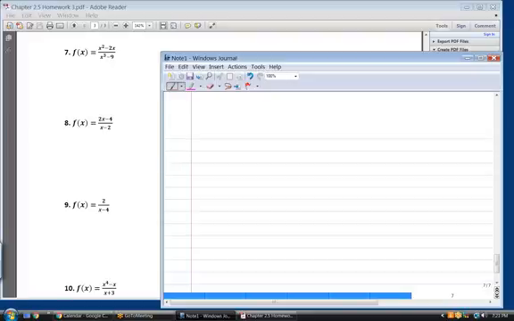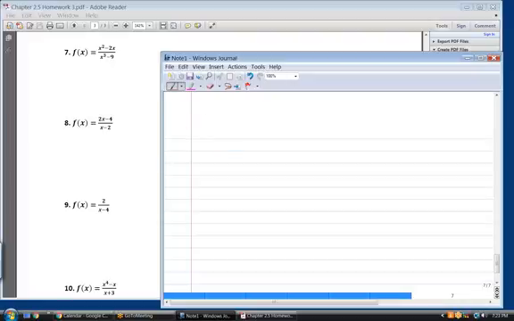For which one? 7? Yeah. It's bottom heavy. Okay. So the horizontal asymptote is y equals 0, right?